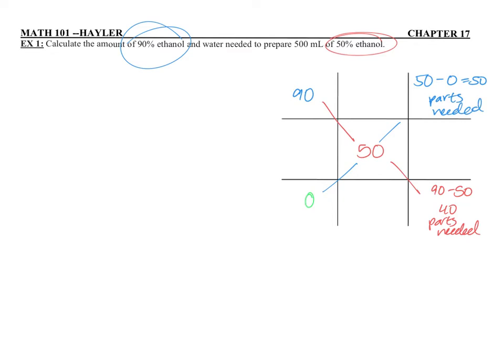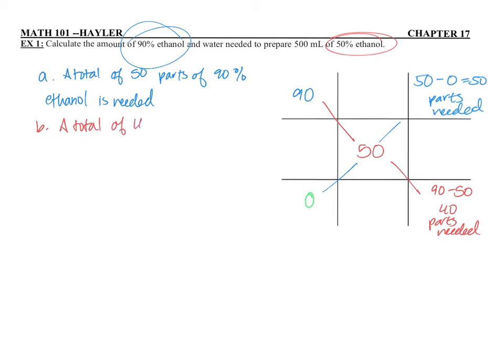Okay. So the part A, let me go ahead and write this out. So we need a total of 50 parts of 90% ethanol. And then the other one, a total of 40 parts of water is needed.